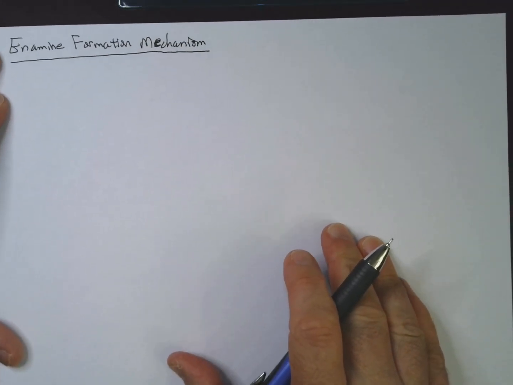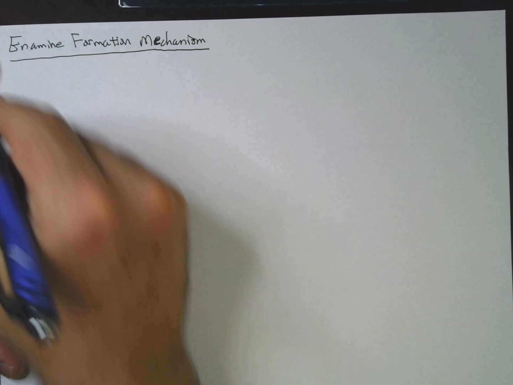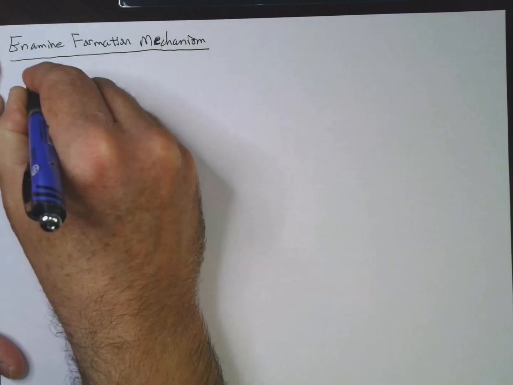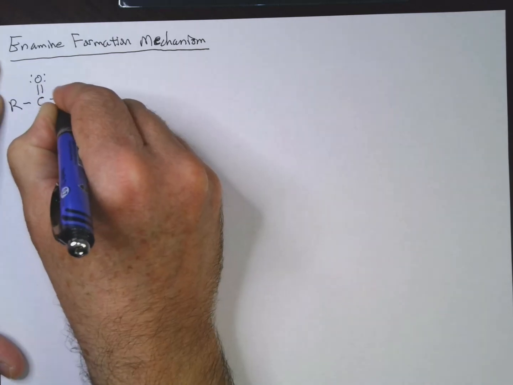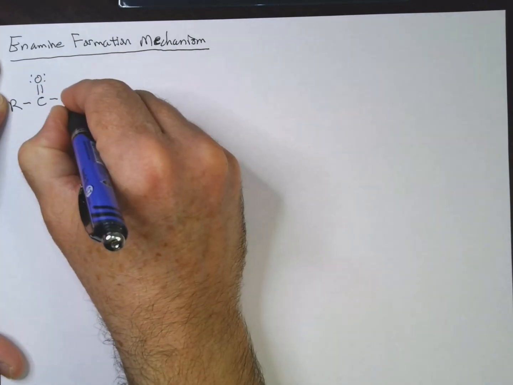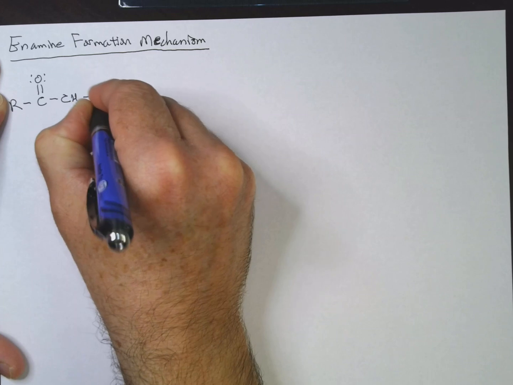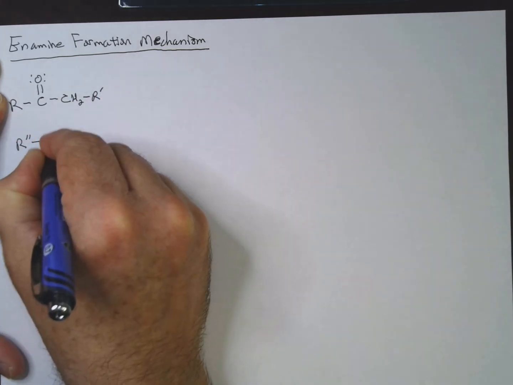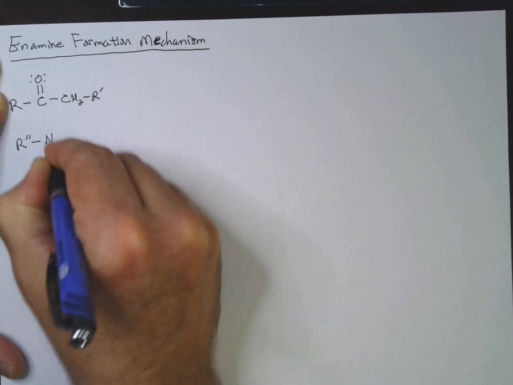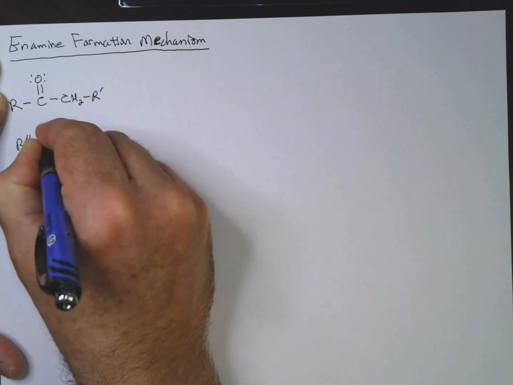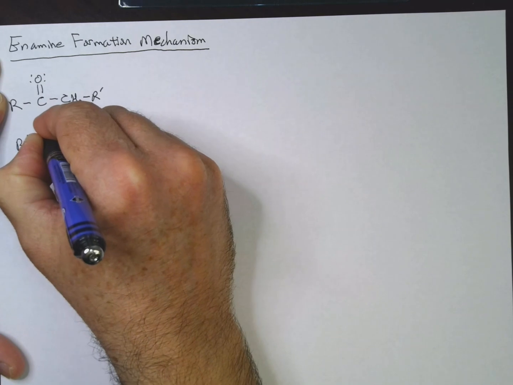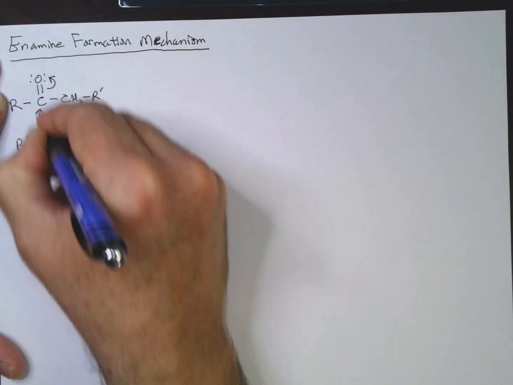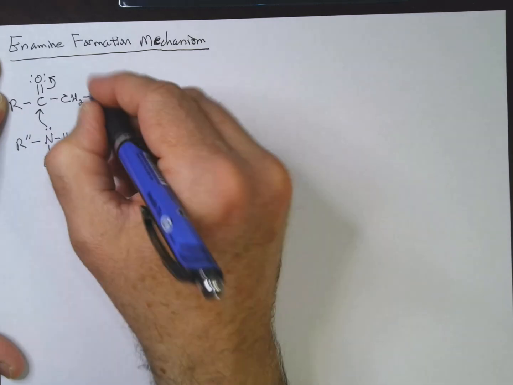All right, so let's take a look at this here. We will start with our R, C double bond O, C, H2, R prime. And now I'll have my R double prime N, R triple prime, H. The first step is the same. We have nucleophilic attack on the carbonyl carbon by the amine nitrogen.